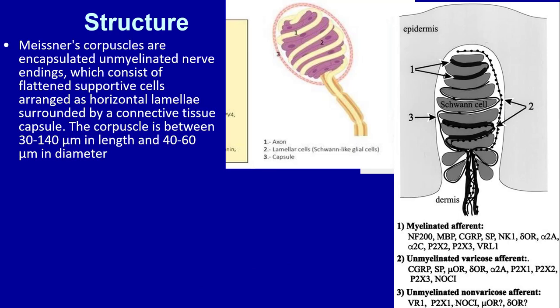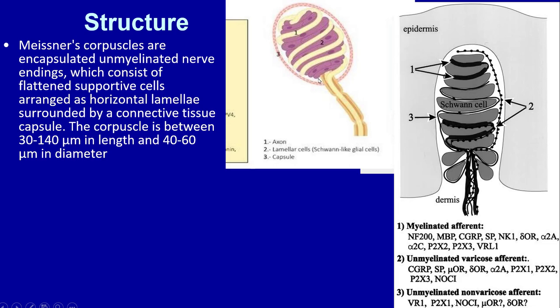Structure. Meissner corpuscles are encapsulated unmyelinated nerve endings which consist of flattened supportive cells arranged as horizontal lamellae surrounded by a connective tissue capsule.